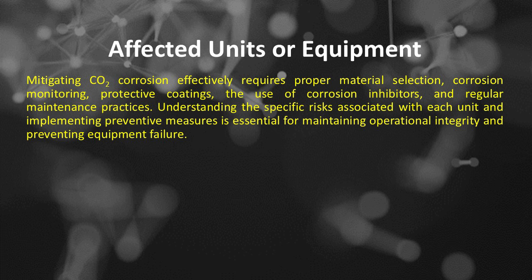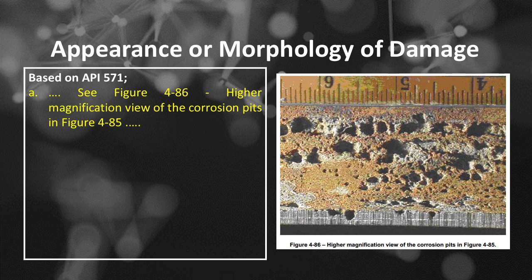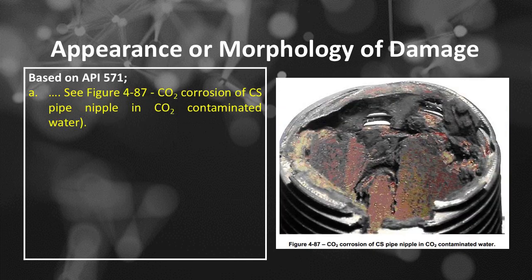preventing equipment failure. CO2 corrosion appearance or morphology of damage based on API 571, Number A, localized thinning and/or pitting corrosion of carbon steel. See Figure 485, CO2 corrosion of a carbon steel oil and gas production flow line. See Figure 486, higher magnification view of the corrosion pits in Figure 485. See Figure 487, CO2 corrosion of CS pipe nipple in CO2 contaminated water.